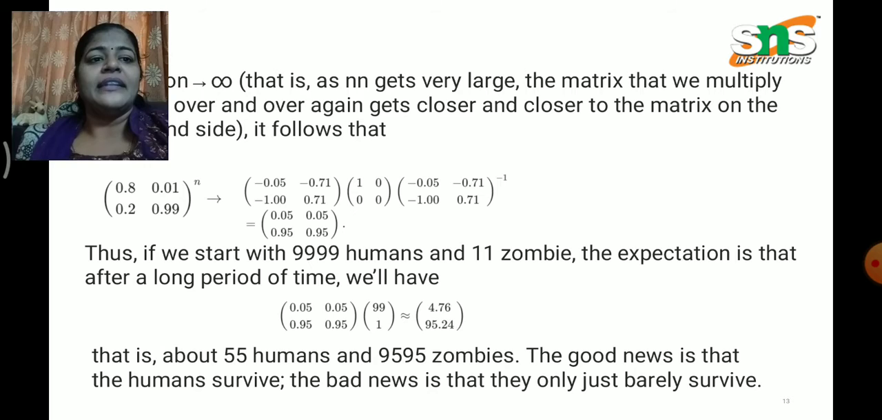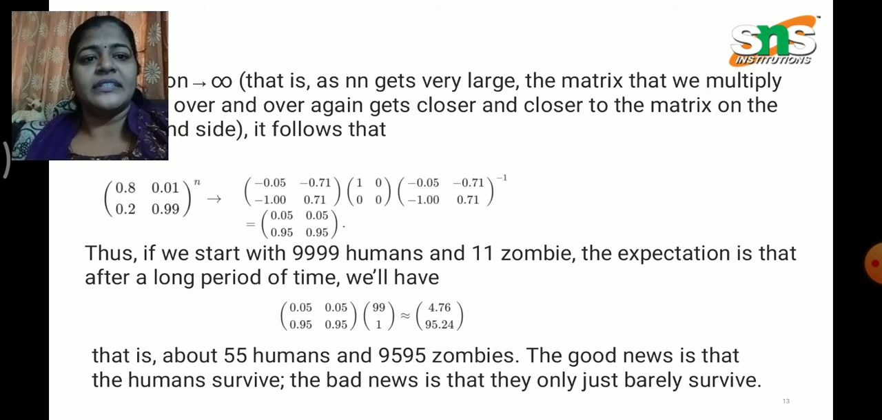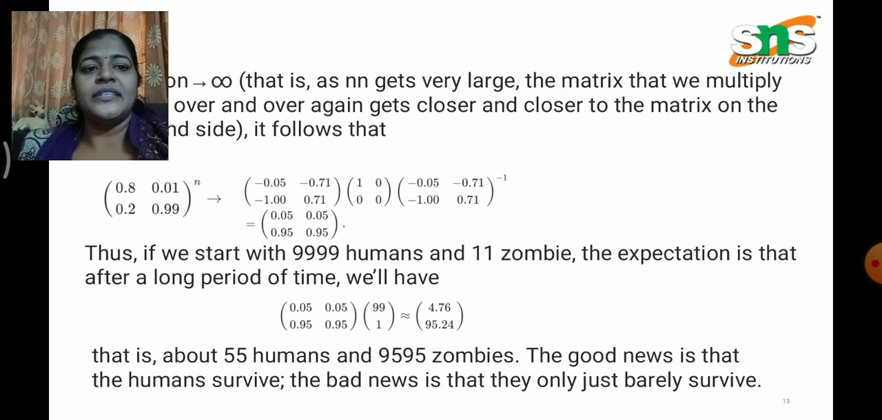Thus we start with 999 humans and 1 zombie. The expectation is that after a long period of time we'll have the matrix representation of 0.05, 0.95 column wise. Wherever you can see, the addition of these two becomes 1. The same thing we arranged in the second column is what we got in the previous solution, 0.05 and 0.95. And we arrange one more column matrix, 99 and 1, which approximately gives 4.76 and 95.21. That is about 55 humans and 995 zombies.